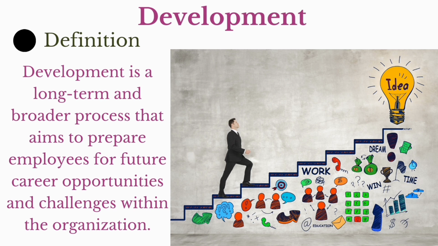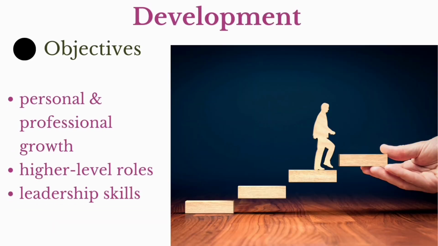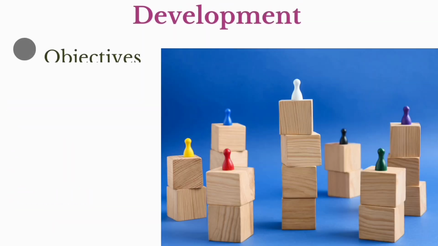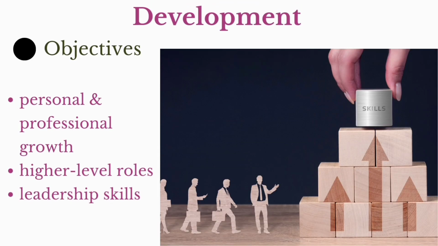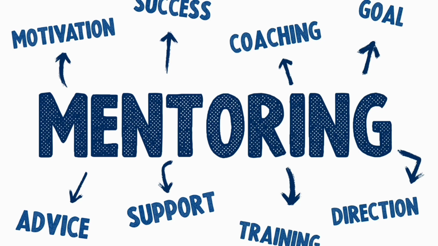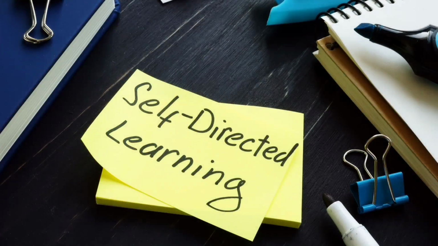So here we can combine training and development like this. The objective of development is obviously personal and professional growth, and we are preparing employees for higher-level roles and responsibilities, because we are talking about future career, future challenges and career opportunities. We are building leadership skills and competencies for the future. We can do this through job rotations, mentoring programs, leadership development programs, executive coaching, higher education, and self-directed learning. Here I am discussing it in short.